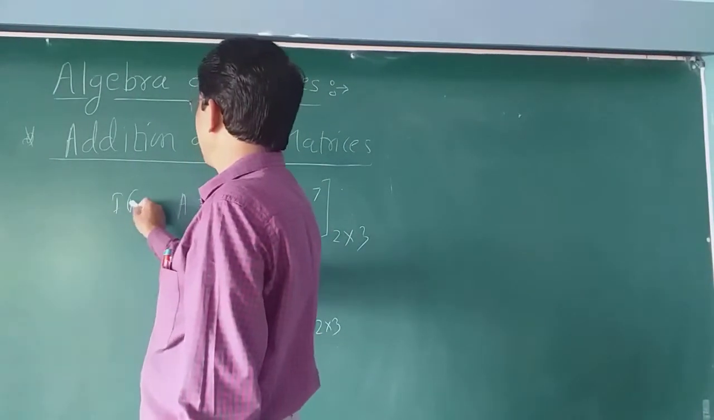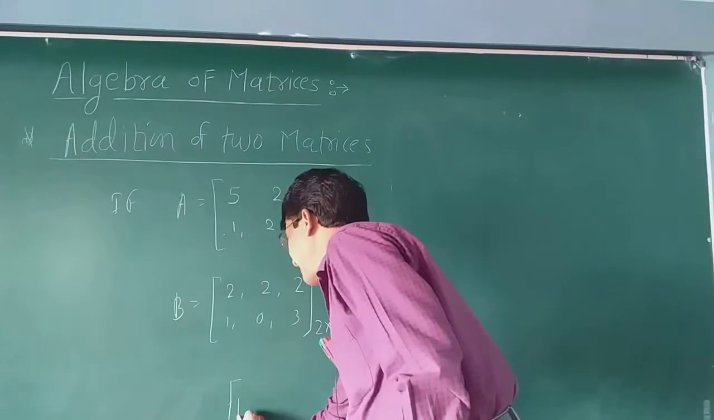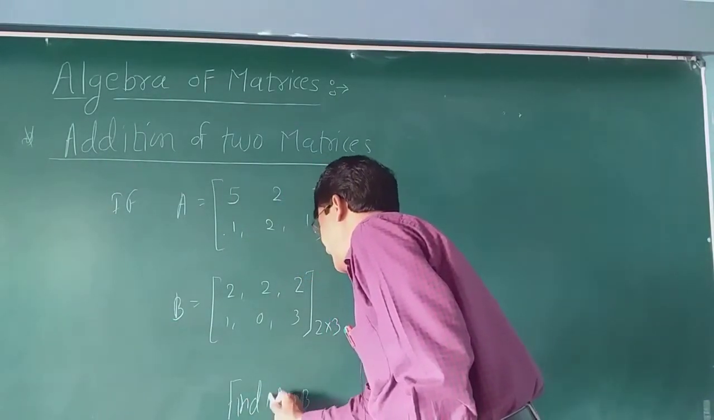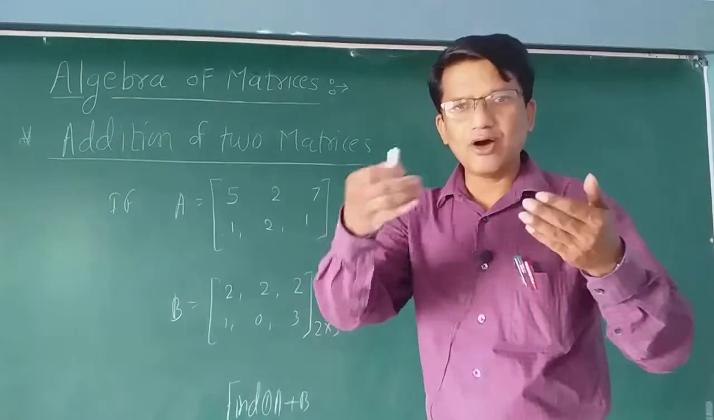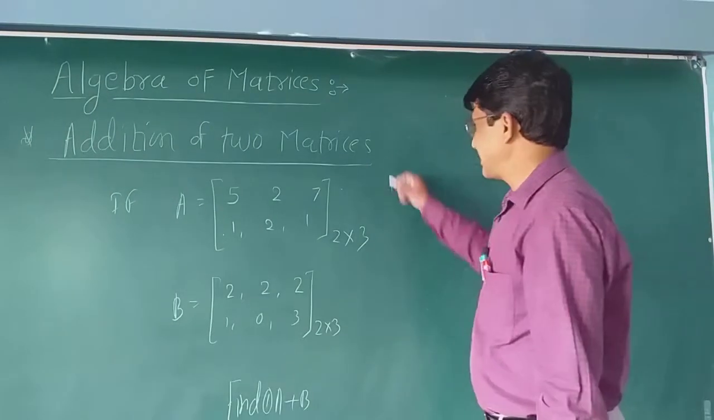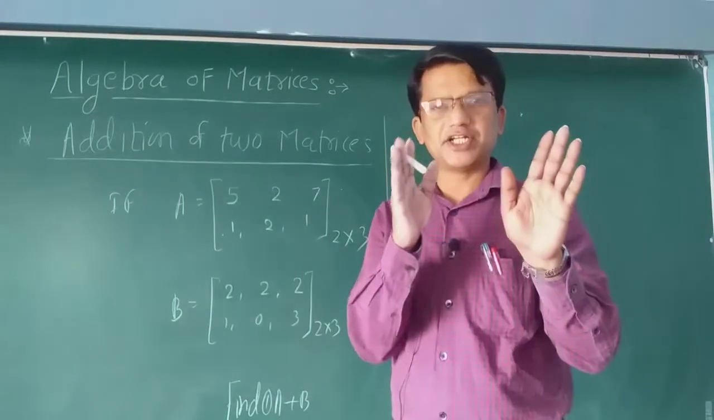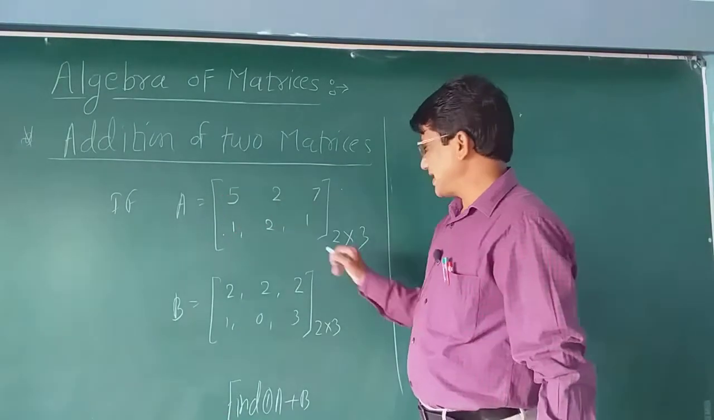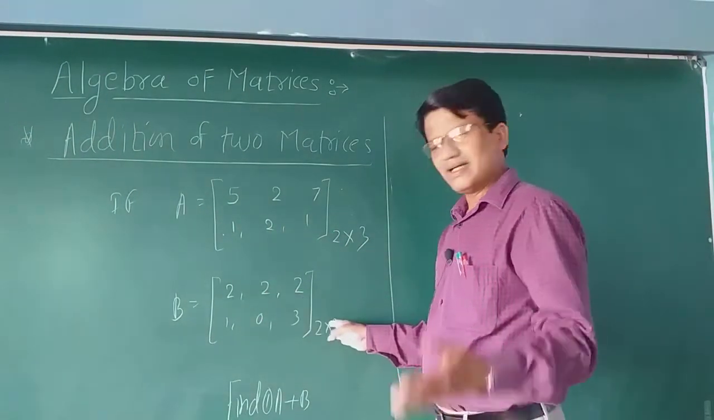If these are two matrices, then find A plus B. So here we are going to discuss how to find the addition of two matrices. But for the addition of two matrices, one important condition is here: the order must be the same. Order of the first matrix 2 by 3, order of the second matrix 2 by 3.